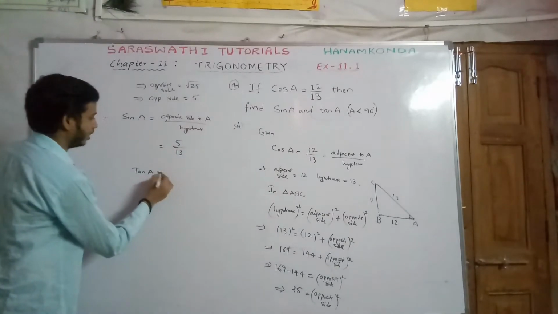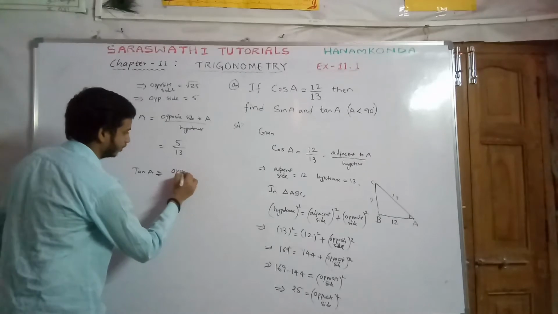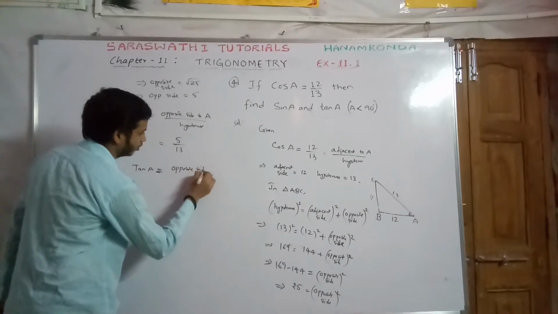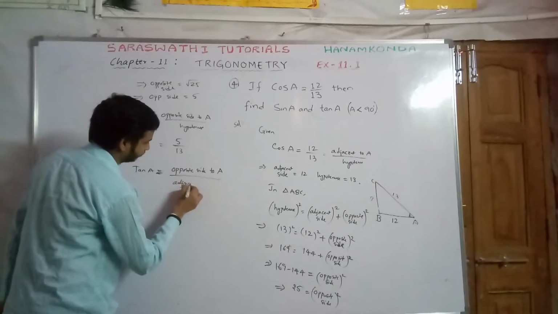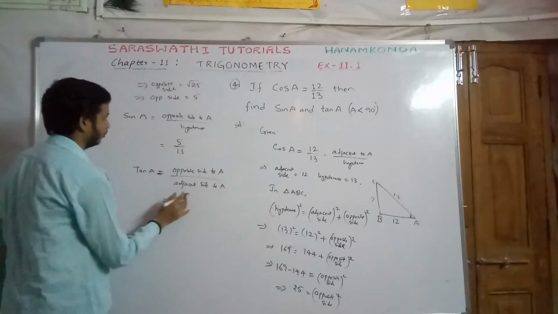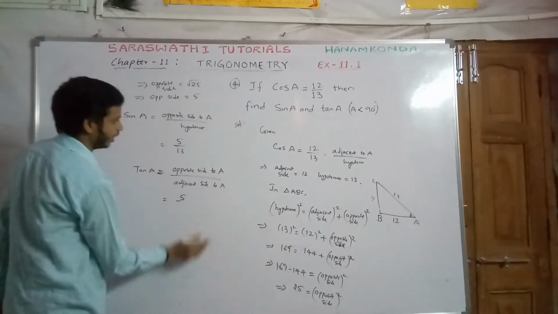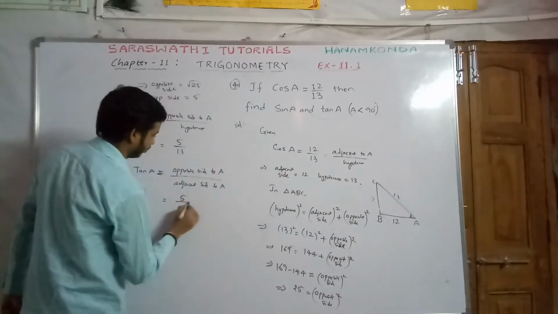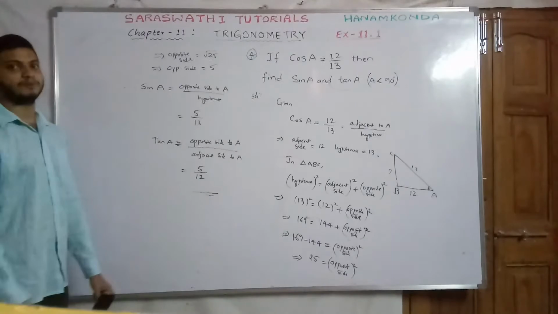Tan A, we know that tan A equals opposite by adjacent. So the opposite side to A is 5, by the adjacent side to A, which is 12. So 5 by 12 is the value of tan A. So this is the answer. We shall discuss the next question.